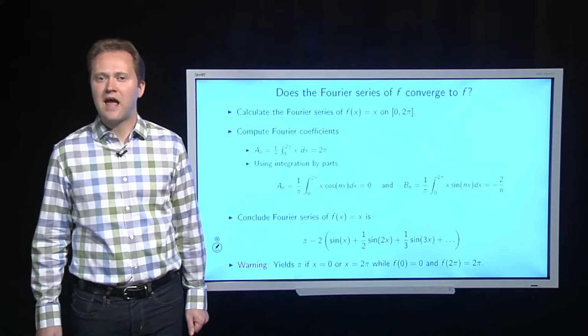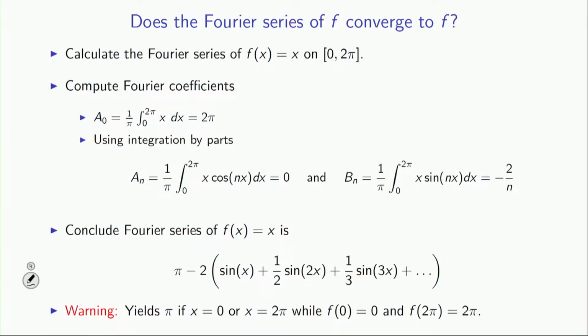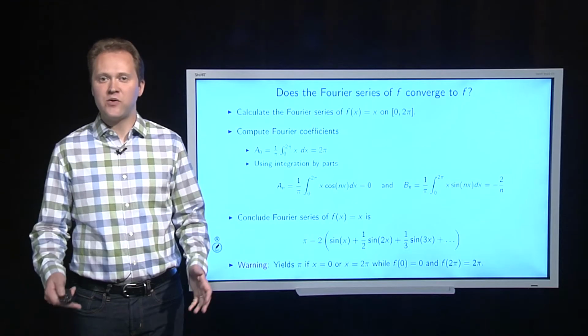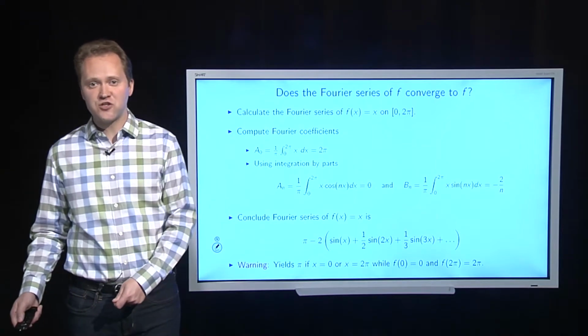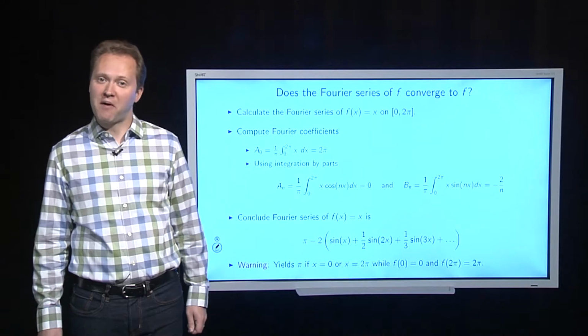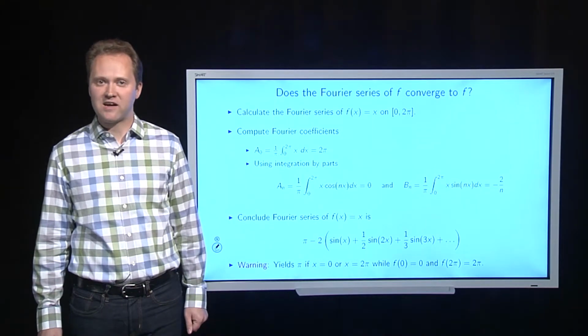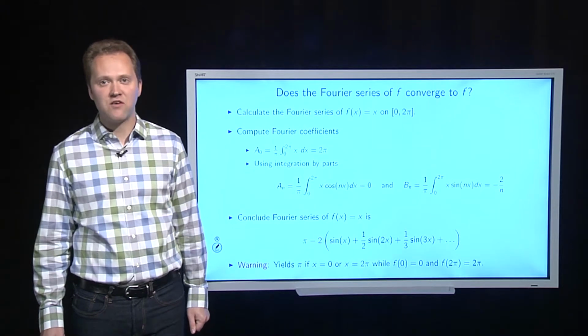If you plug in x equals 0, then all the sines in the series disappear, and you're just left with pi. Similarly, if you plug in 2 pi, all the sines disappear, and you're left with pi. So you evaluate to pi, whereas the function at 0 evaluates to 0, and at 2 pi it evaluates to 2 pi. This seems problematic. We did not recover the function f at the endpoints.